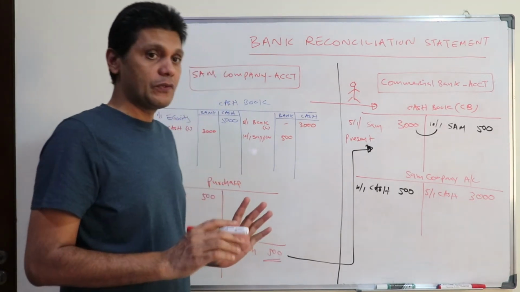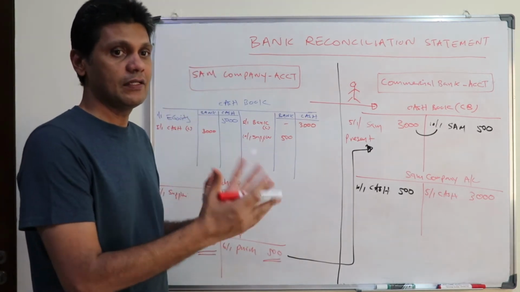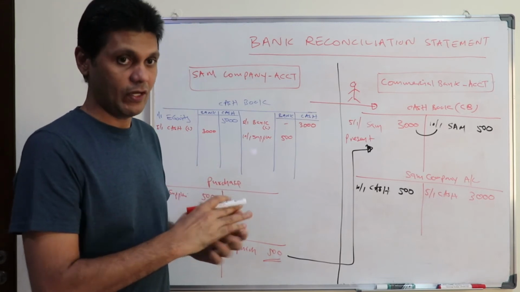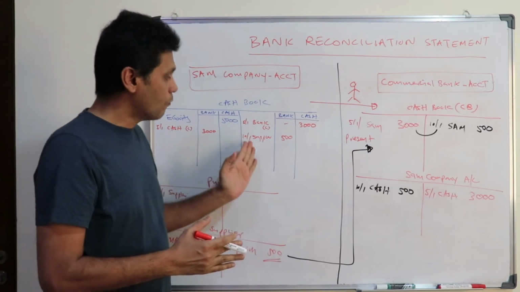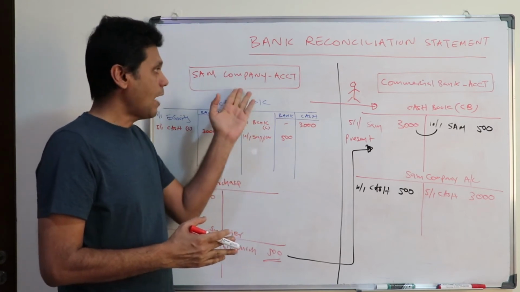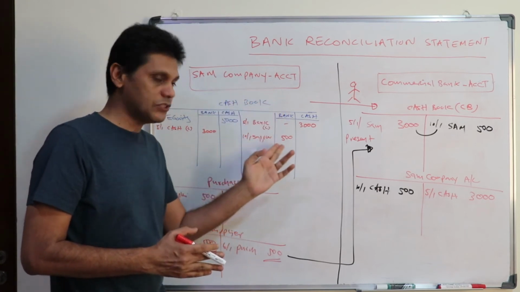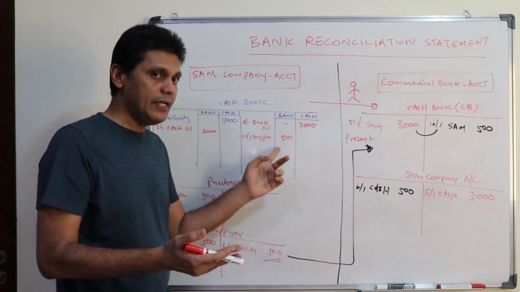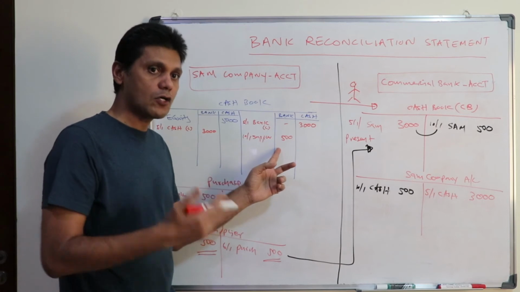Okay, now we are going to learn the second concept in this topic. What is the second concept? The moment the Sam Company accountant issues a check, he simply credits the bank column.